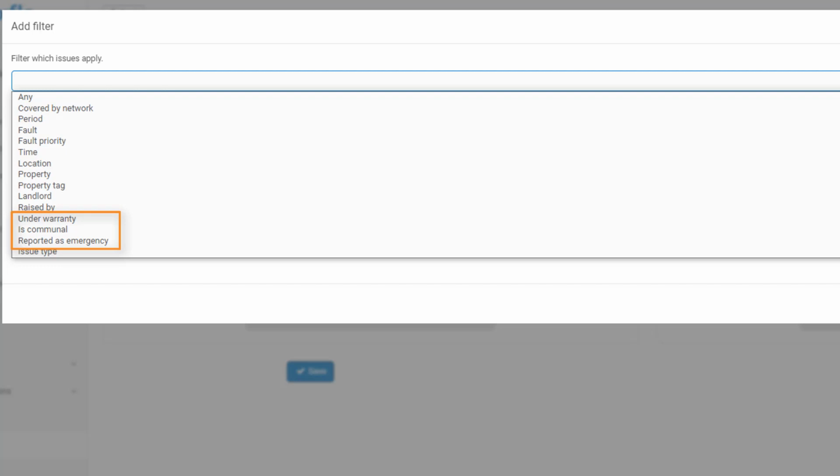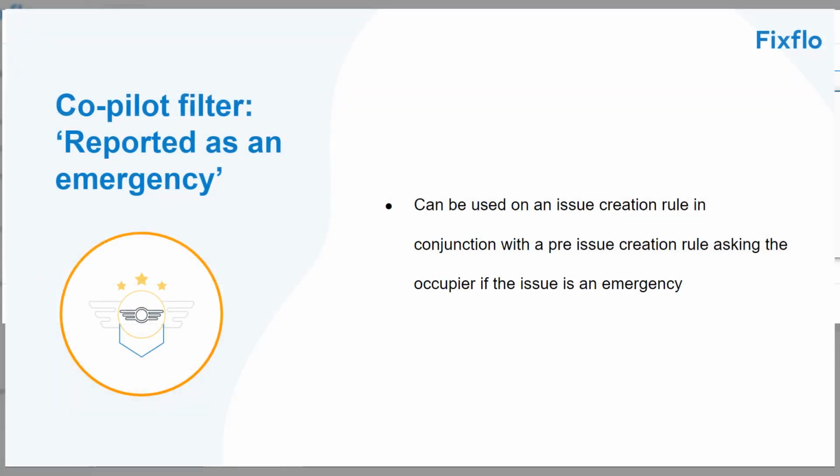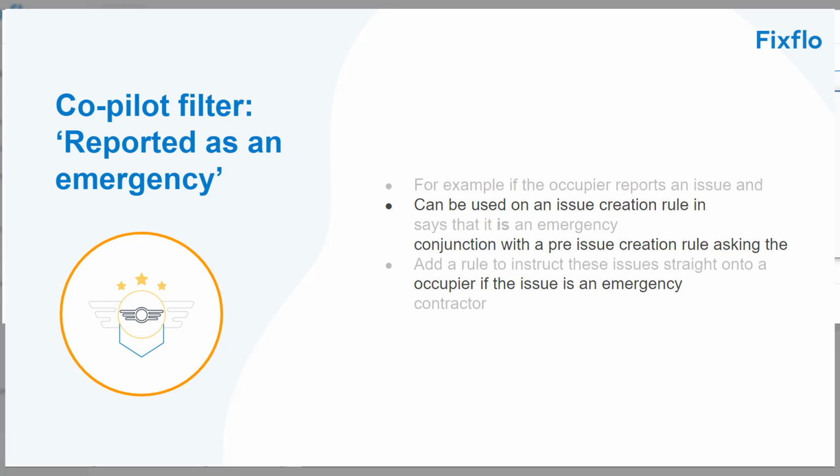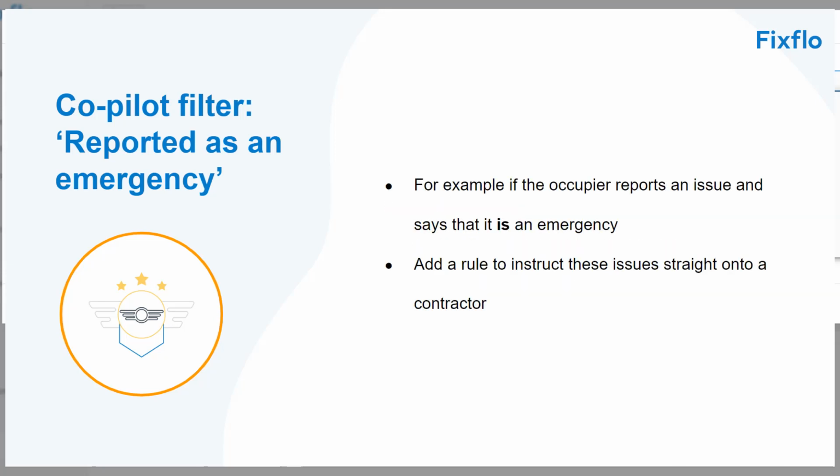Please note that the filter, Reported as an Emergency, can be used on an issue creation rule in conjunction with a pre-issue creation rule, asking an occupier if the issue is an emergency. For example, if the occupier reports an issue and says that it is an emergency, you could then add a rule for those issues and instruct them directly onto a contractor.